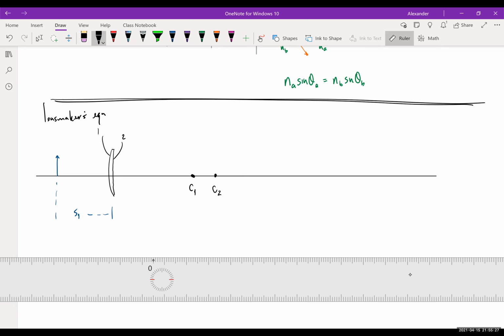If we use the thin lens equation that we got from geometry... wait, no, not a thin lens. We're talking about first, this is a refraction at a spherical surface. So we need the version of the equation that has to do with the indices of refraction.